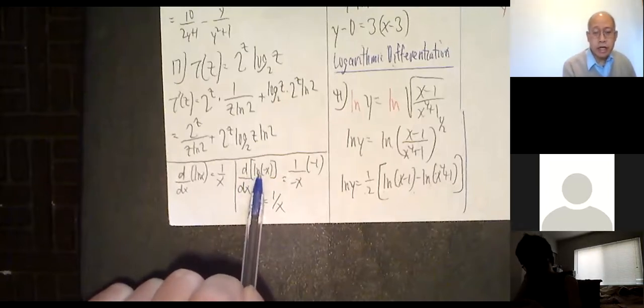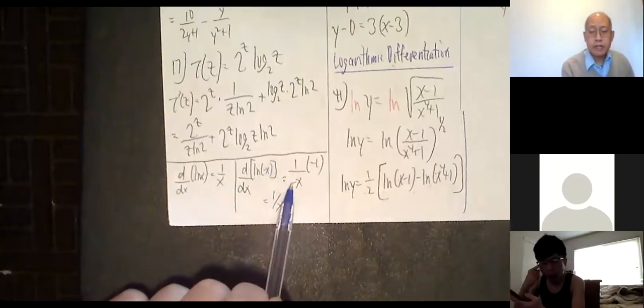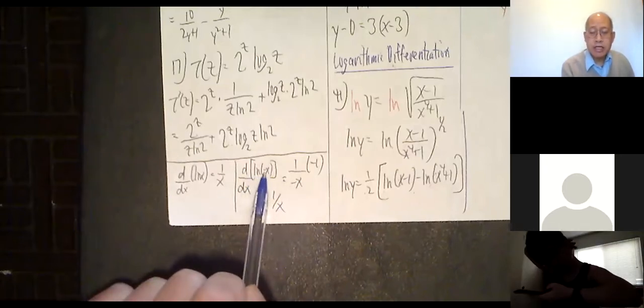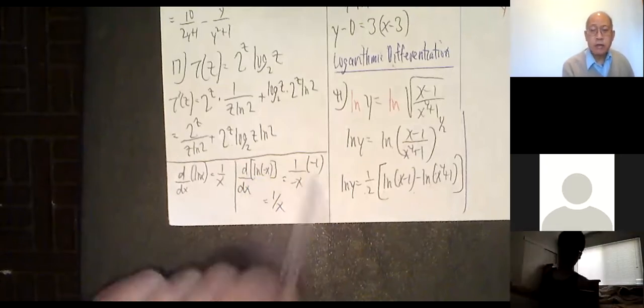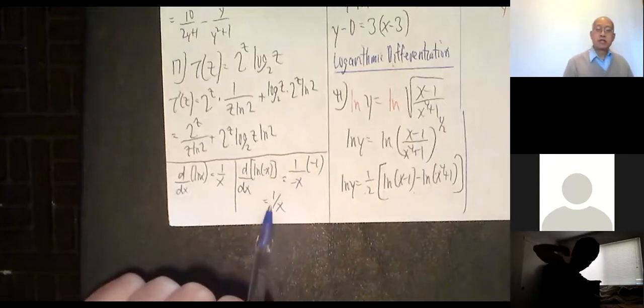Okay, so that looks like a chain rule. So it's ln of something. So first you go 1 over that. So 1 over negative x. And then by the chain rule, it's times the derivative of the inside function, which is negative 1. Okay, so I have negative 1 over negative x, which is still 1 over x.